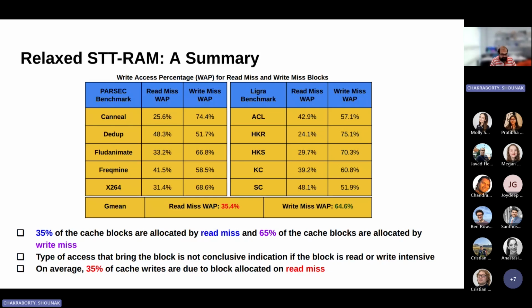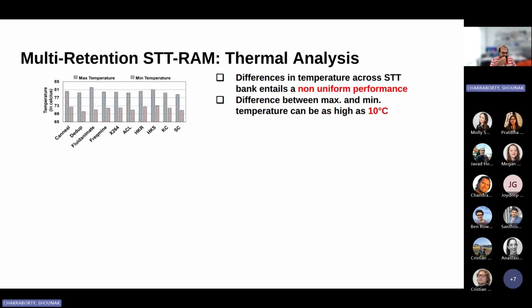So to combat this problem, of which blocks are write intensive and which blocks are read intensive, we have actually proposed some ideas in TIMO. Before delving into the idea, we have one more analysis, the thermal analysis. What happens if you have imbalanced write counts in different parts of the cache?